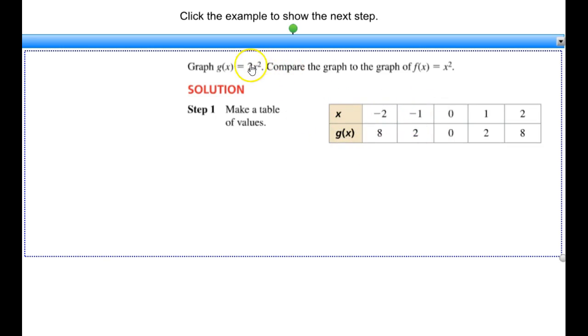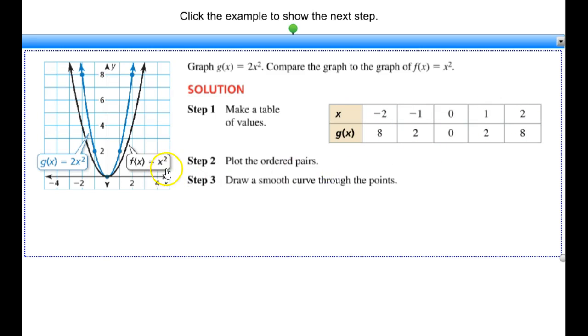If I plug a negative 1 in for x, I get negative 1 times negative 1, which is a positive 1, times 2, which is 2. If I plug in negative 2, squared is 4, times 2 is 8. That's where I get these values from. I just select a couple x values that I want to deal with, find my g of x or my y values, and then I plot them.